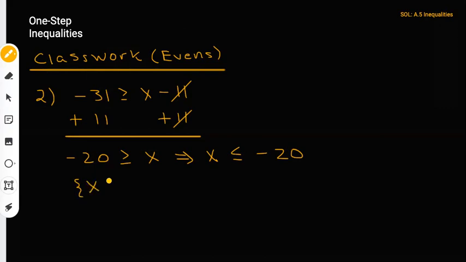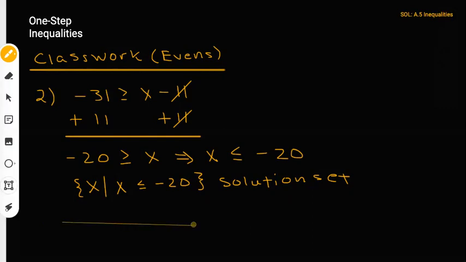When I write my solution set, I'm going to include braces and the variable x. This vertical line means such that, and then I can write my answer, x is less than or equal to negative 20. And then I close up those braces. This is called my solution set. So only numbers that are less than or equal to negative 20 belong in the solution set, and they have to be real numbers.